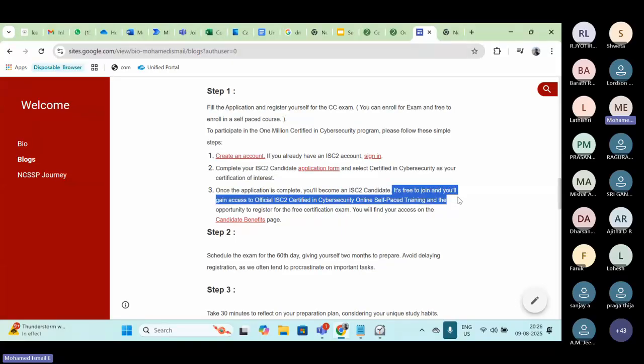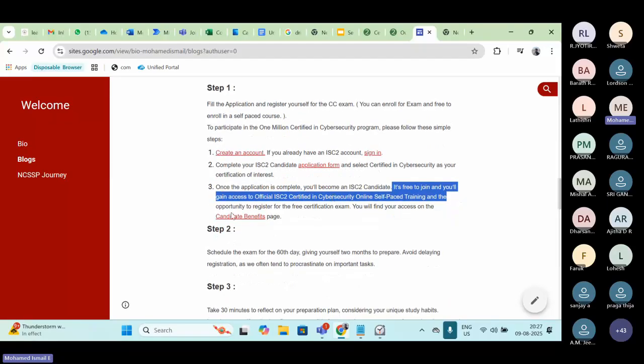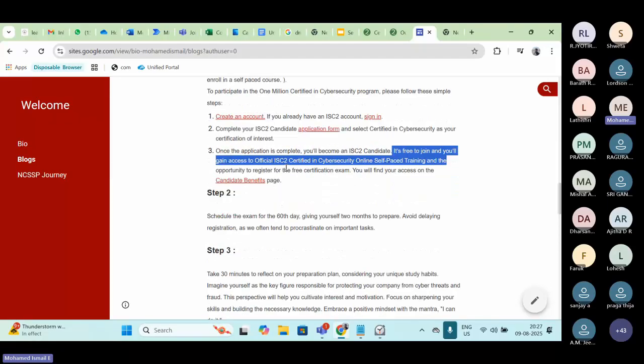Remember 2 things. The CC certificate is different. The CC self-paced training is different. You need to add both items into your cart. While checking out, you need to apply the code so that it will turn to $0 to get this offer. Okay, so once you have signed in and added 2 things, the certificate and self-paced training, you will get 40 hours of free training from the ISC² website. Then you need to book the exam as per your convenience.